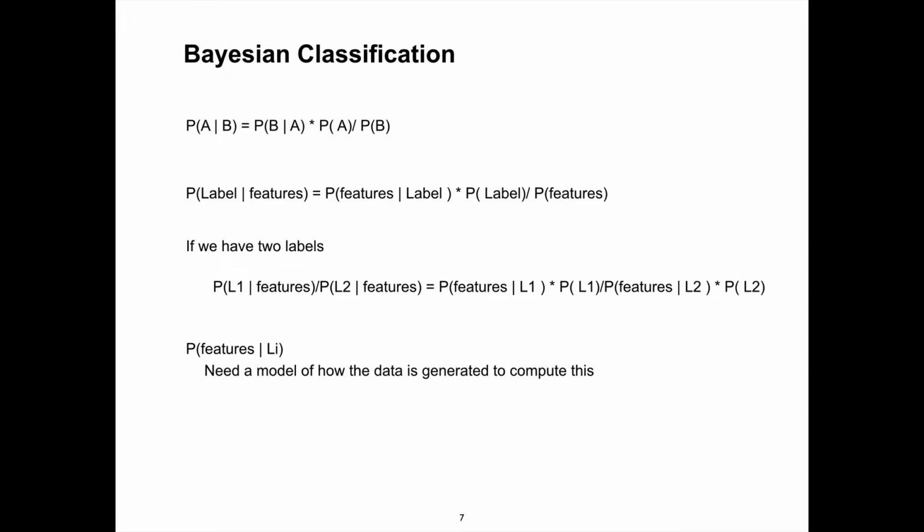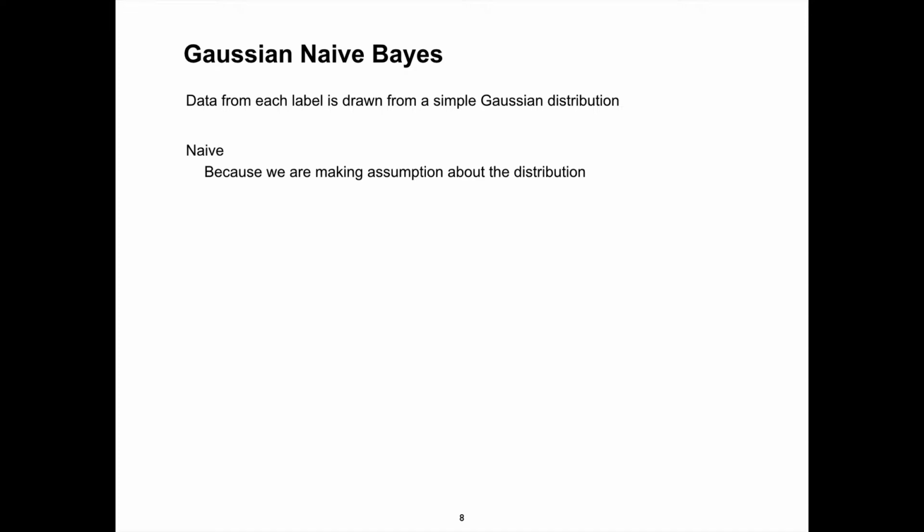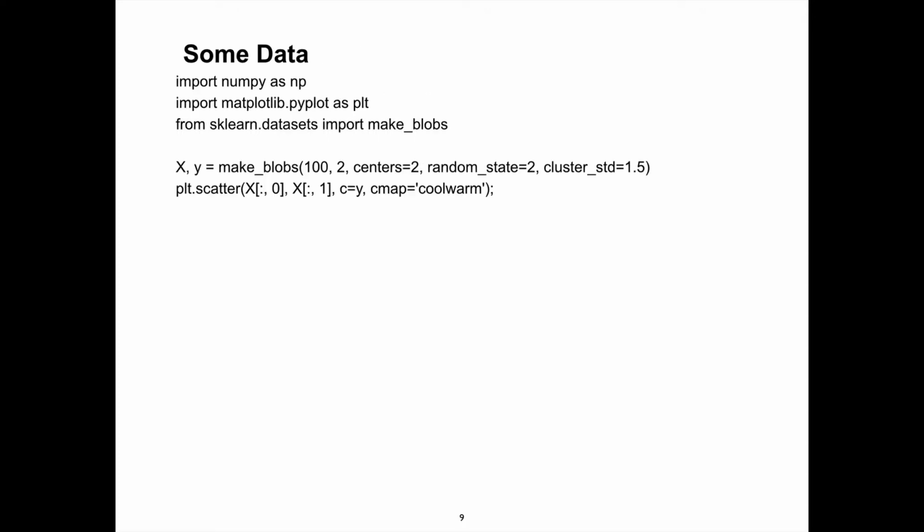Of course, it's all done for us, right? We're just going to call a function called fit. One process is called Gaussian naive Bayes, and it's called naive because we're making an assumption about the underlying distribution that's happening. I'll do two examples. The first one, fake. And the second one, we'll use actual data.